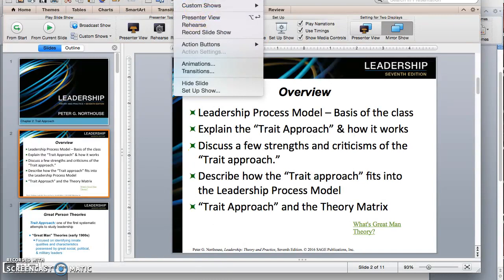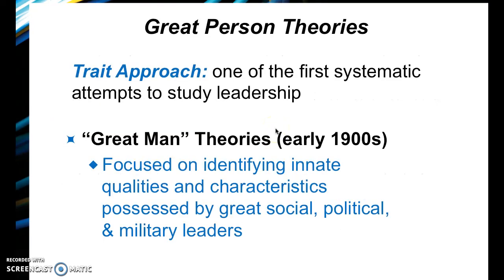The trait process is one of the first systematic attempts to study leadership. It goes way back, even early 1900s, where leadership was thought to be connected to great men, or great people, such as in the great man theories, and that was identifying innate qualities and characteristics that distinguished leaders from followers, and those characteristics were in great social, political, and military leaders like Abraham Lincoln or Gandhi or Napoleon, and those were considered leaders.